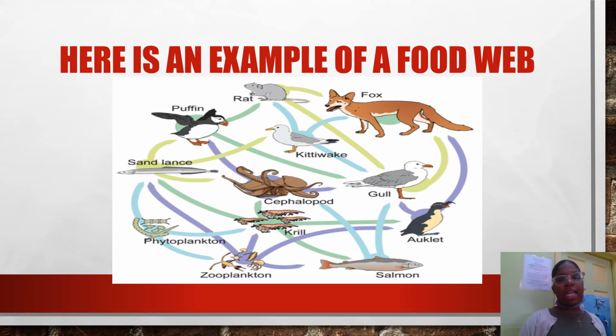So here we see an example of a food web. As you can see, there are multiple food chains in this food web. We have producers and we have other consumers, and everybody is connected. You will see the connection with the colors of the lines and the arrows that are going from organism to organism.